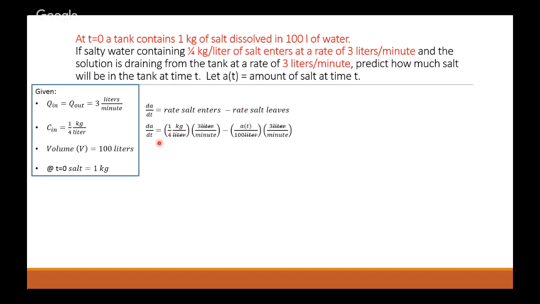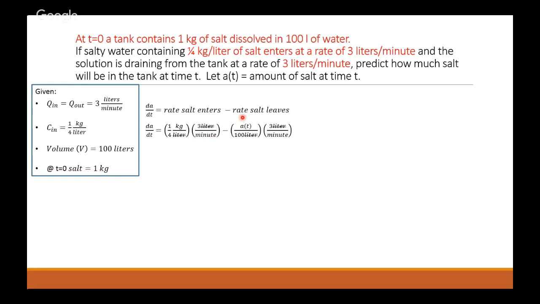When we look at this equation, we can plug things in. What's the rate that the salt enters? It's the concentration of the salt, 1/4 of a kilogram per liter, times the flow rate of 3 liters per minute. Cancel out liters, and we end up with kilograms per minute of salt going into the tank. 3 times 1/4 is 3/4, so 3/4 of a kilogram every minute is going into that tank. Every minute we're building up on that.